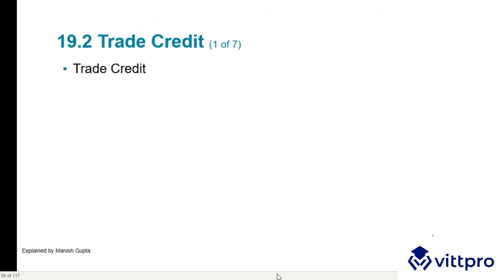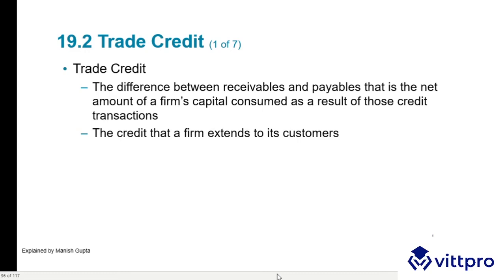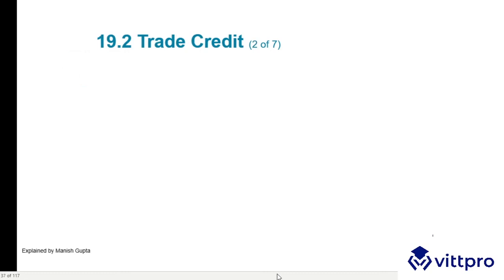Okay, so there are four main components of working capital: accounts receivable, inventory, cash, and accounts payable. Let's look at accounts payable first. Trade credit goes both ways: taking trade credit and giving trade credit. Either you are taking money or you are giving money, and both are called credits. So there is the credit that a firm extends to its customers and the credit that the firm takes from its suppliers.